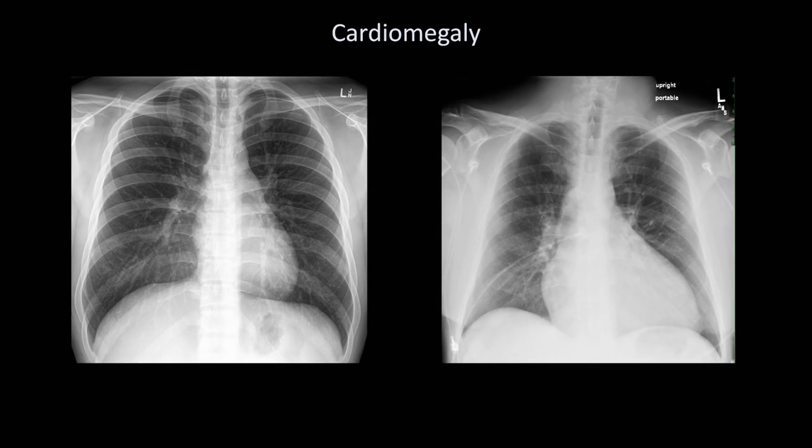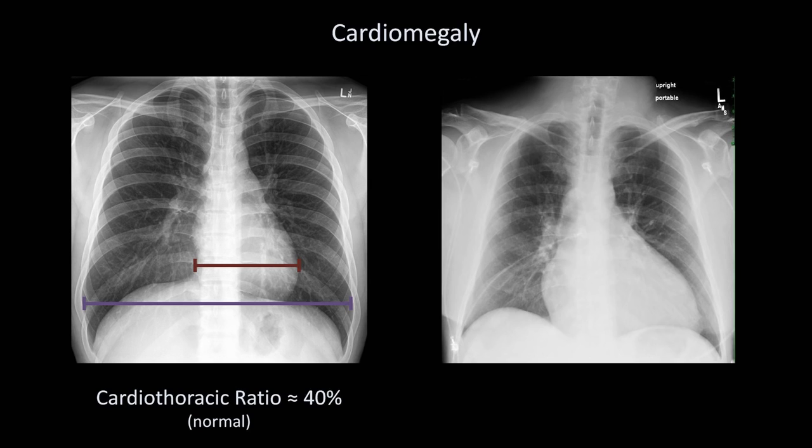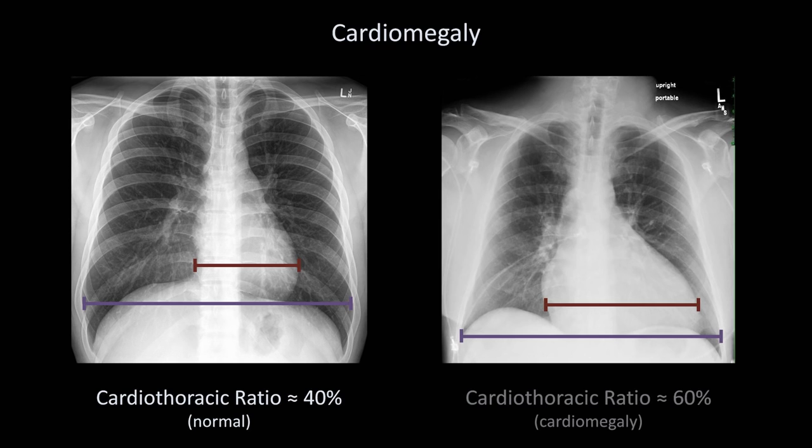Here are two X-rays. Looking at the one on the left first, the red line represents the maximum horizontal cardiac width, and the purple line represents the maximal horizontal thoracic width. This is a ratio of 40% or 0.4, which is normal. Looking at the same on the right film, the heart is obviously much larger. This is a ratio of 60% or 0.6. Identifying cardiomegaly on X-ray is really that simple.